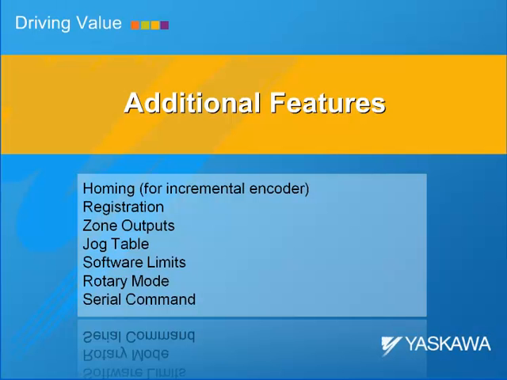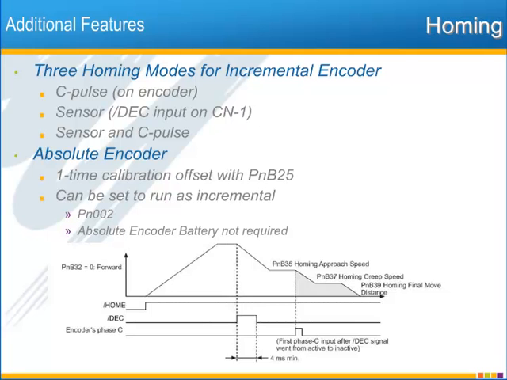The final segment of this training is to overview some of the advanced features of the Sigma-5 indexer. And for these, I'm not going to demonstrate how to use these features. I'm just going to give an introduction to each of them. First is homing. If you have the incremental encoder, then the axis position goes back to 0 at every power-up.